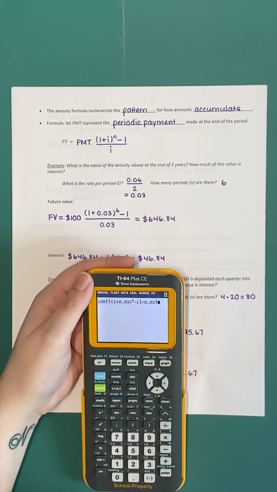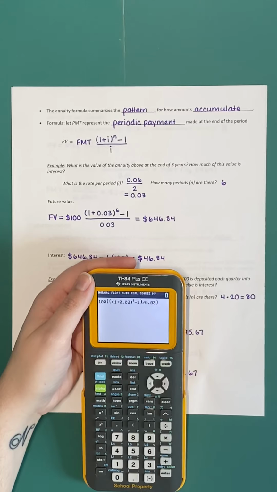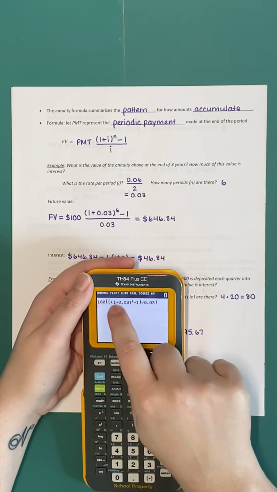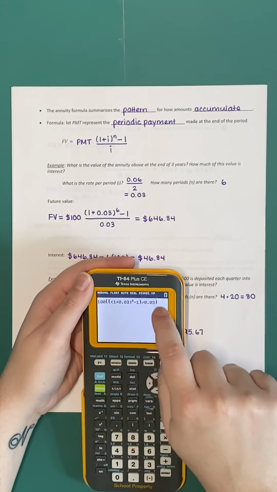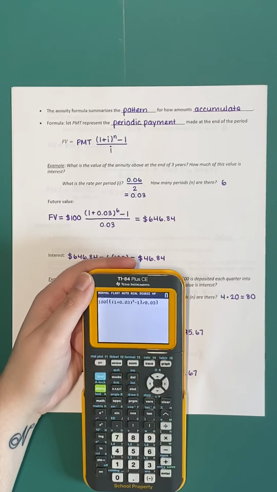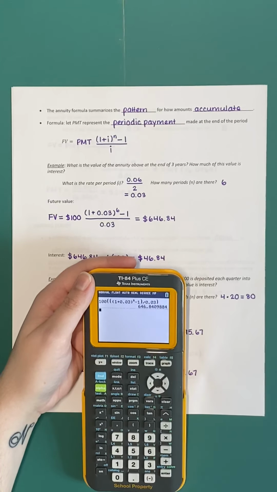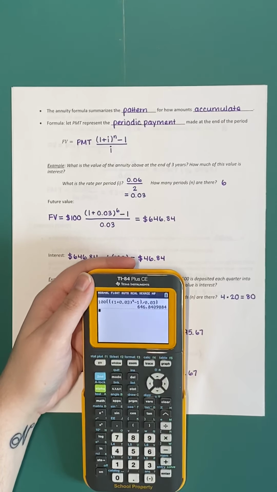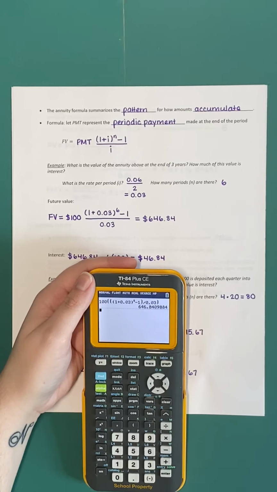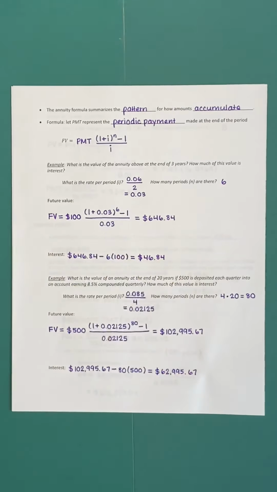So you do want to verify. You have 3 parentheses that open. You have 3 that close. So 3 that open, and then 1, 2, 3 to close. And that is going to be the whole line. That's going to be everything you want to type in. So we hit enter, and there we go. So 2 decimal places, cents, that's going to be $646.84.